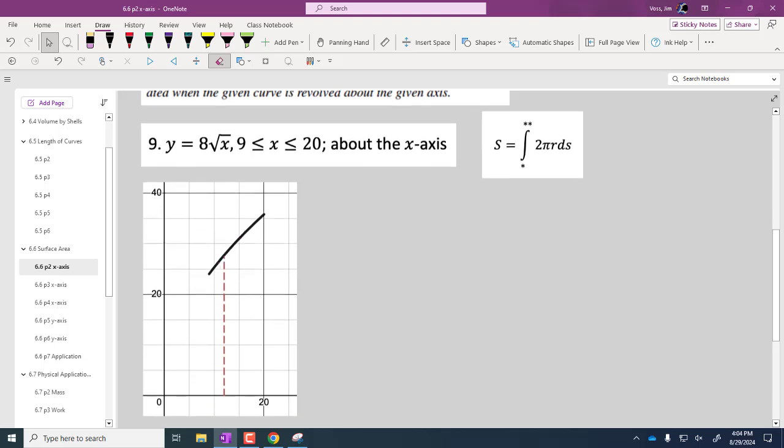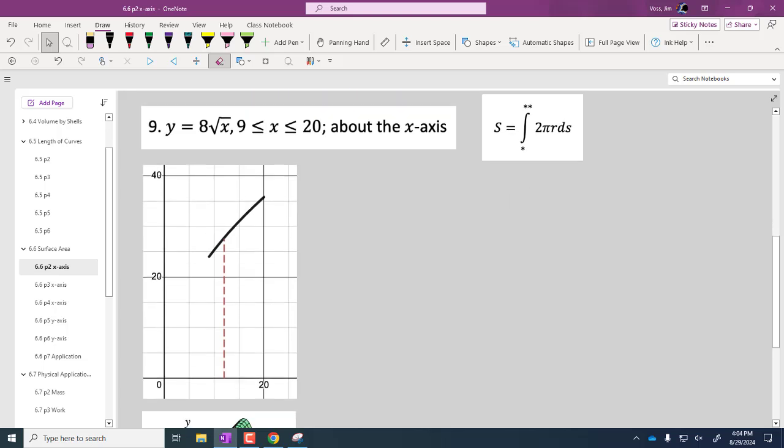So let's try one. Here we've got a little piece of curve. It's coming from the function 8 root x, where x is going from 9 to 20. There's a picture of it. We're going to rotate it around the x-axis. So we're going to create this bowl type thing that's hollowed out, or whatever we want to call it. It's like a tube of some sort.